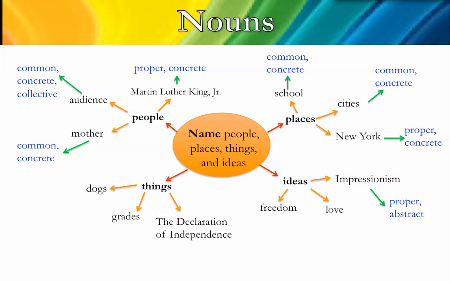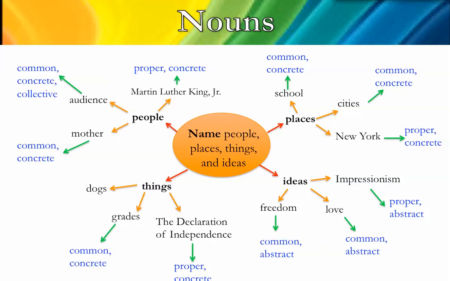Impressionism is proper and abstract. Love is common and abstract. Freedom is common and abstract. Note that most of the time, things that fall under the category of ideas are going to be abstract because it's not something that we can perceive with one of the five senses. The Declaration of Independence is proper and concrete. Grades are common and concrete, and dogs are common and concrete.